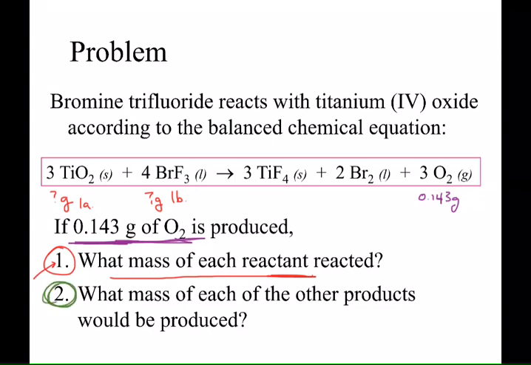This one says, what mass of each of the other products would be produced along with the O2? So the other products, I got TiF4, question mark grams of TiF4, and also question mark grams of Br2. Okay, I would call that 2A and 2B. So those are the problems we're going to work. We're going to work these together, and then I'm going to turn you loose for the other 2 and kind of meet you on the other side in the lecture notes.